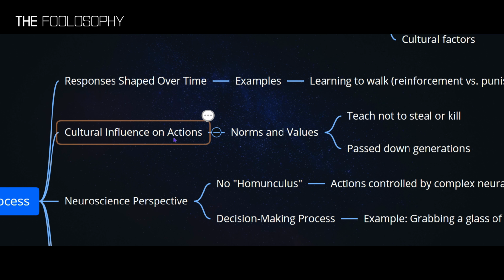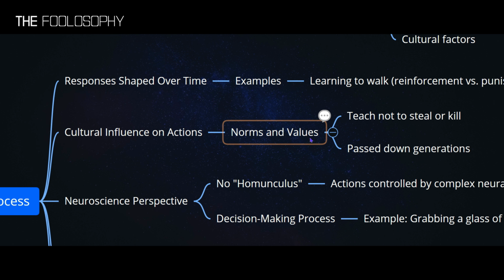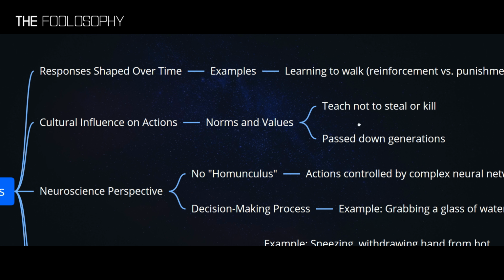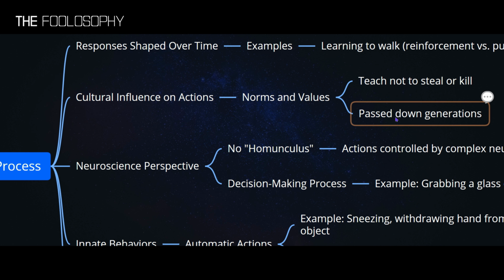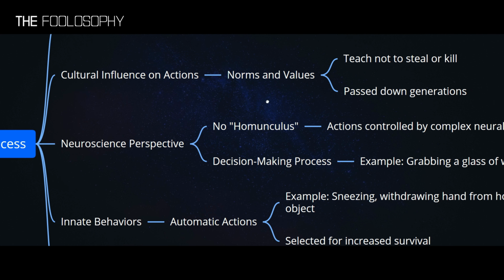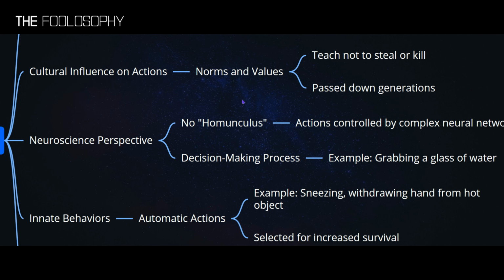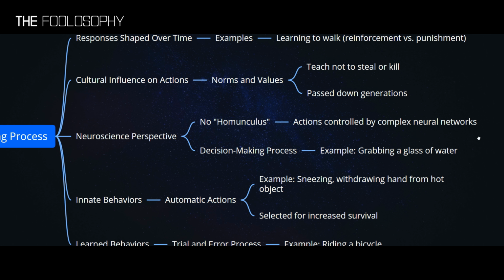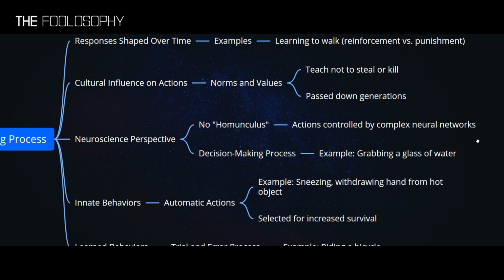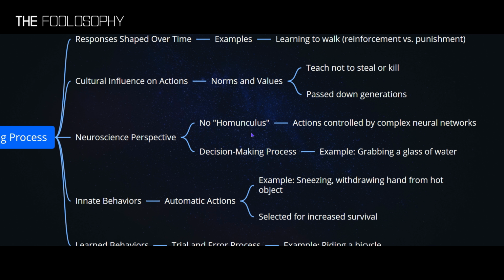Culturally, our actions are shaped by the norms and values of the society we live in. Cultural norms teach us not to steal or kill, and these values are passed down through generations. These selection levels interact with each other. A behavior is influenced by our evolutionary history, life experiences, and the cultural environment we inhabit. Therefore, behavior is a response to external stimuli, not a free choice.